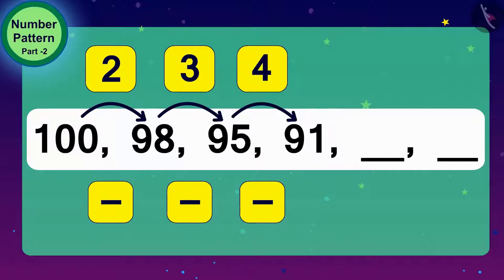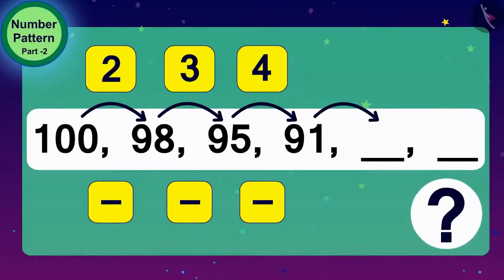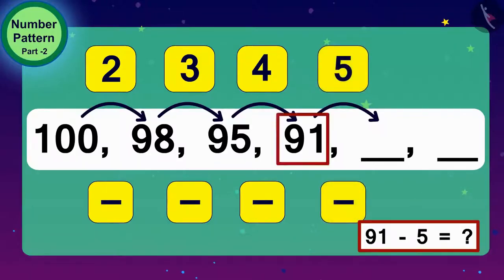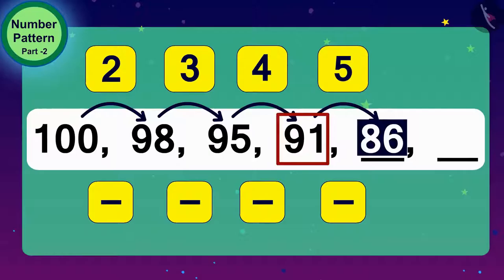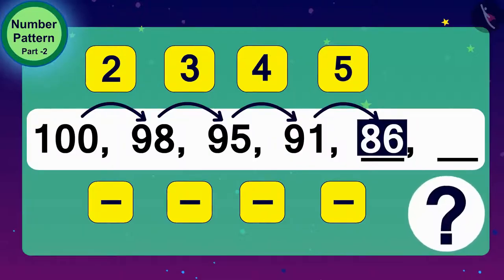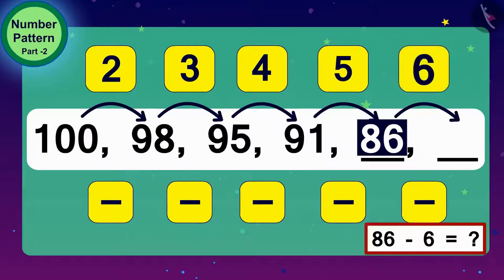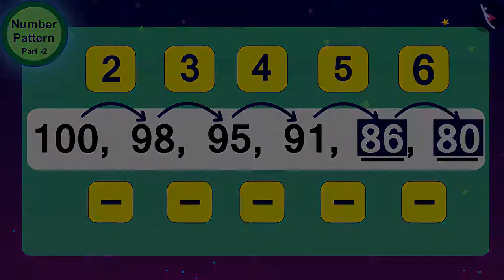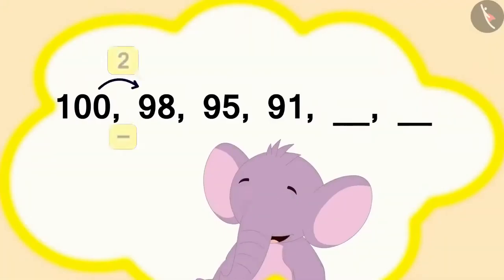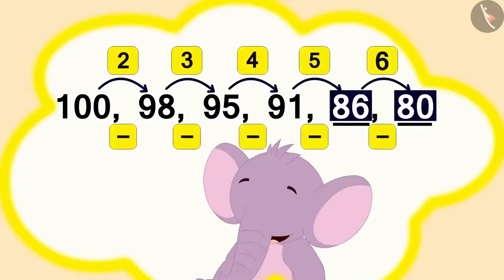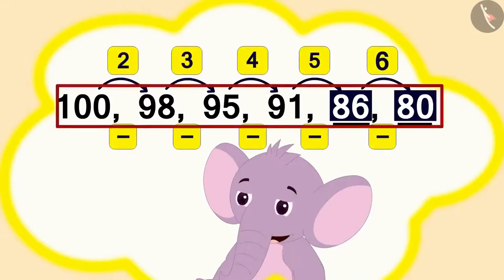Children, here you can see that the number being subtracted every time is increasing by 1 to get the next number. So, the next number in this pattern will be 5 lower than 91, or 86. And what shall we do to get the next number? That's correct. Minus 6. That is 80. Appu also used the subtraction process like us to fill in the blanks of this number pattern correctly.